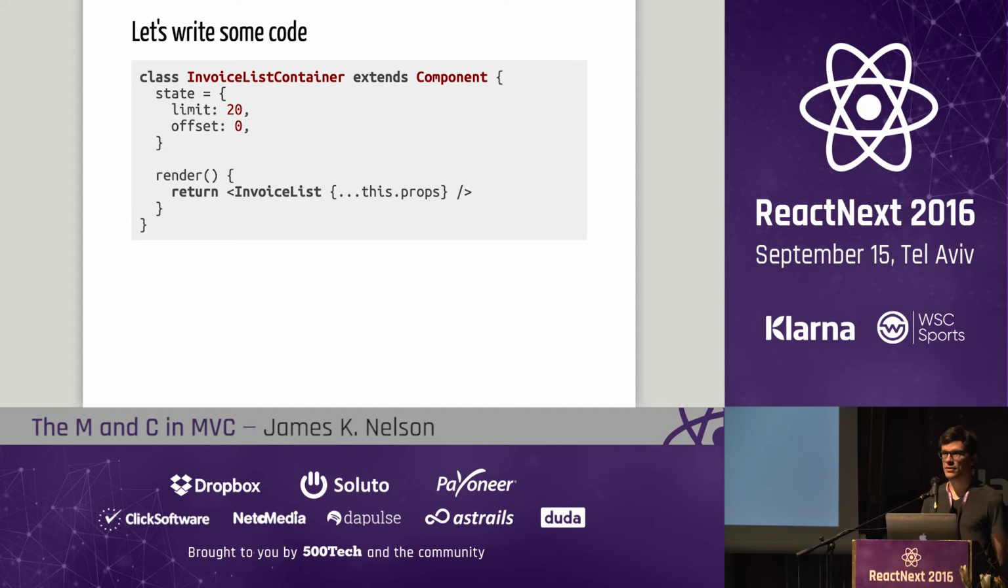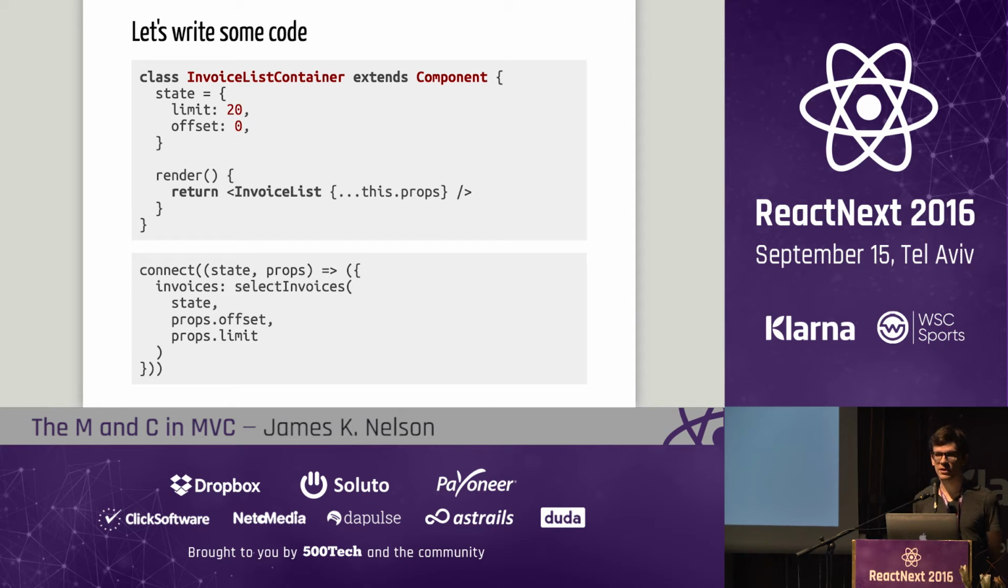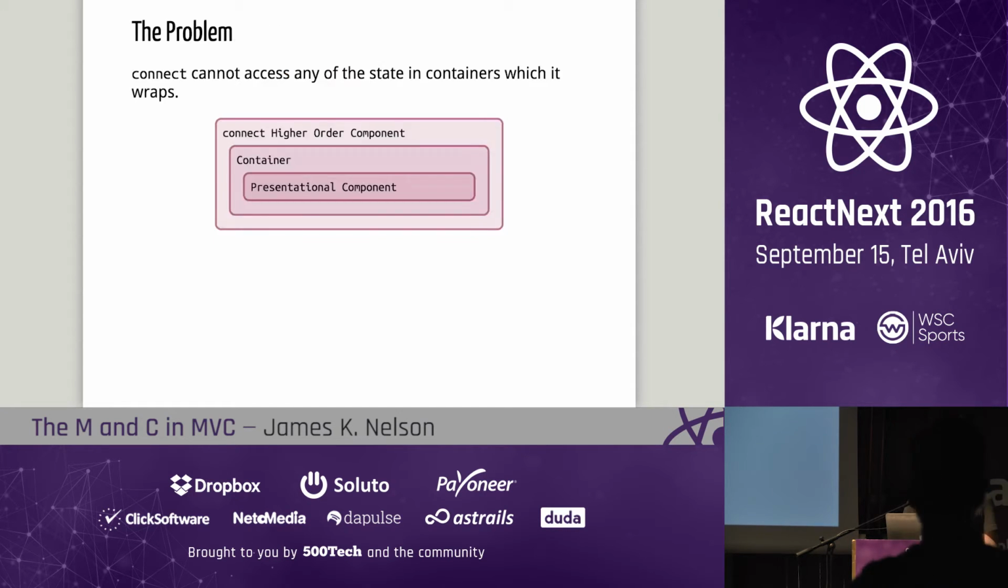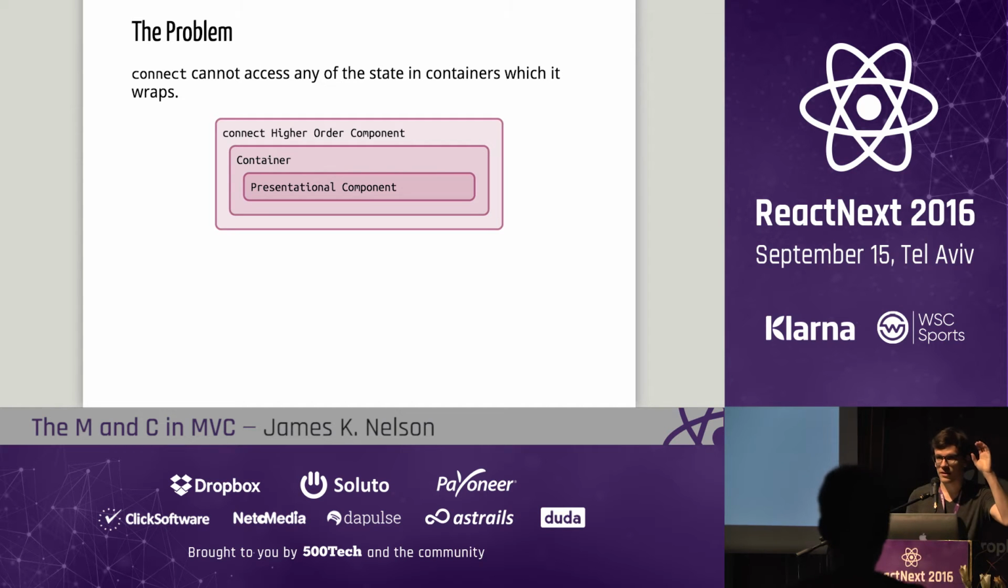So how do we actually get the invoices that we want to pass into InvoiceList? That's what we use Connect for. So for those who don't know, Connect is just a way of taking a Redux store and returning part of that Redux store, and then injecting that part into a component. So the problem is that we've got a container and it's got state, and inside that container we've got a presentational component which renders a bunch of data. But where do we put Connect?